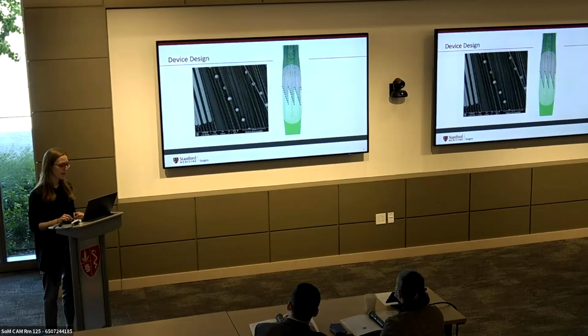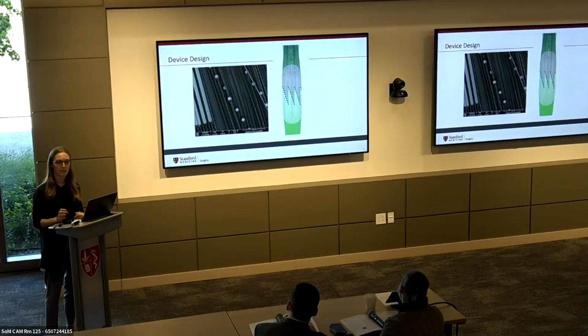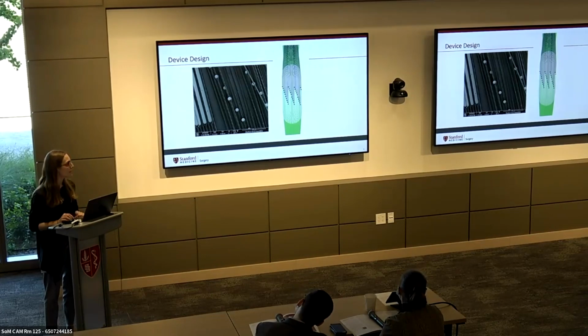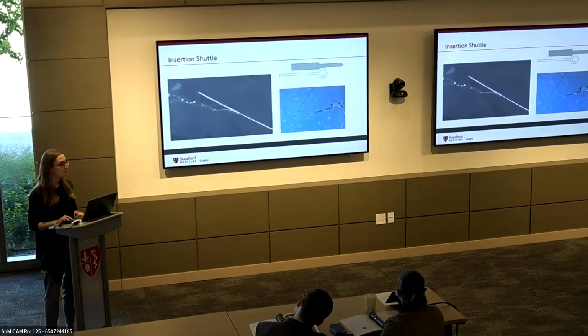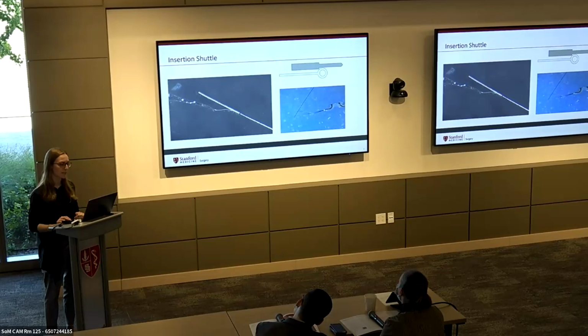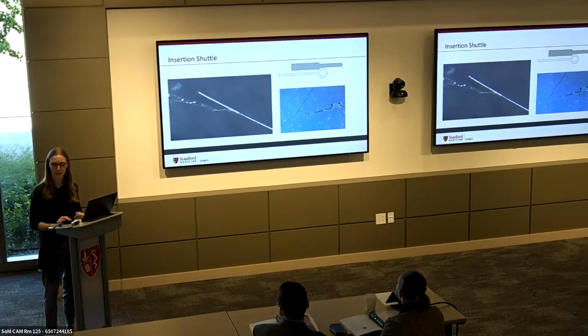Here you can see how our actual device looks. In the left picture, you see the white spots. Those are our electrodes, each on an individual strand. And in the schematic on the right side, you can see how the electrodes are arranged within our device. Because this device is ultra flexible, it can't be inserted into the nerve by itself. So that's why we had to invent a technique. We call it the insertion shuttle.